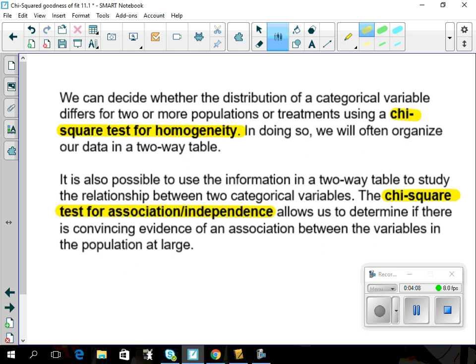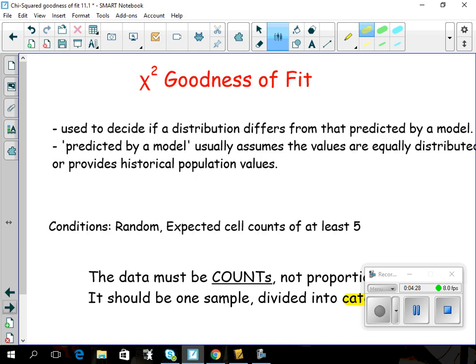So on the back, where it says independence, you might want to put association as another word that will clue you in as to when you're going to use this test, okay? Independence and association mean the same thing. Is that okay? All right, we'll talk about that more on Friday. But let's look at some differences.